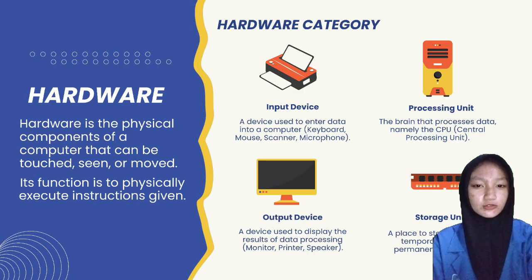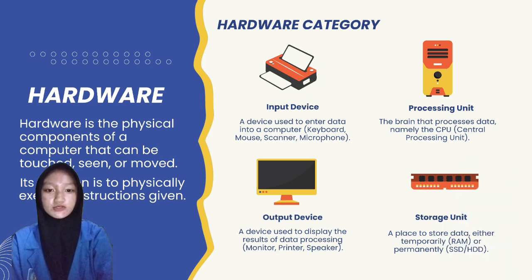First, let's talk about hardware. Basically, if you can touch it, see it, or move it, it's hardware. Hardware is the physical component of a computer that can be touched, seen, or moved. Its function is basically to execute the instructions given.